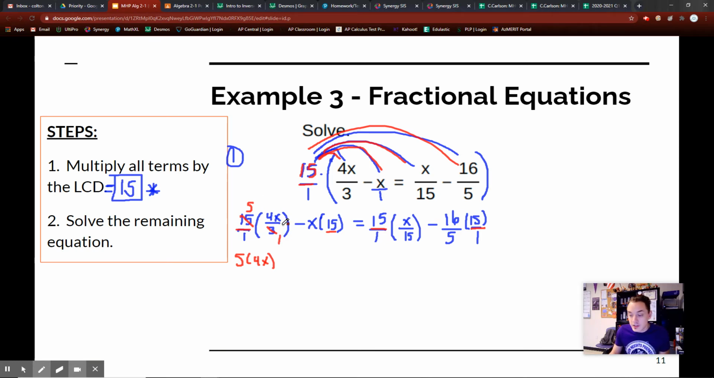So that's the first thing. The second thing I look at is negative x times 15, which is just straightforward, negative 15x. I just rearrange them there. And then this equals, this is nice and short and sweet.